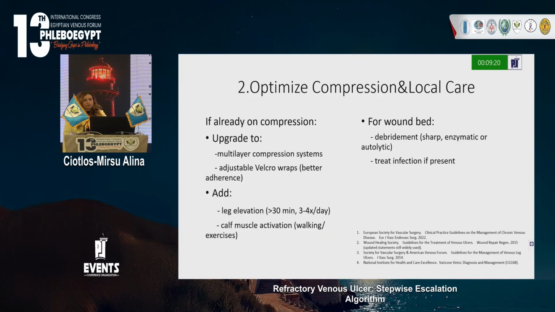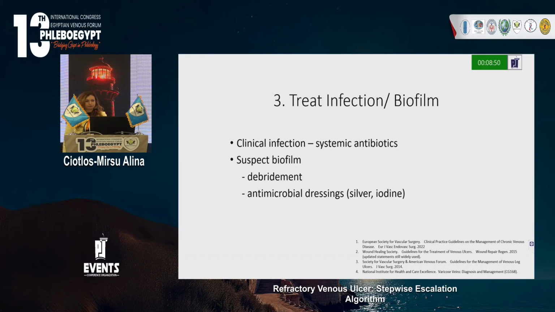The second step is to optimize the compression and the local care. If the patient is already on compression, we can upgrade to a multilayer compression system and adjustable Velcro wraps, and add leg elevation. The patient has to walk, do a lot of exercise, swimming if possible. For the wound, if the patient needs, we can do the debridement and treat the infection, if it's present, with systemic antibiotics and antimicrobial dressings.